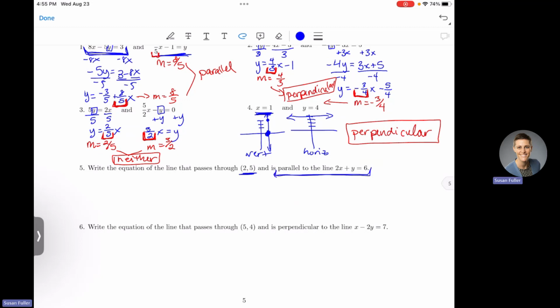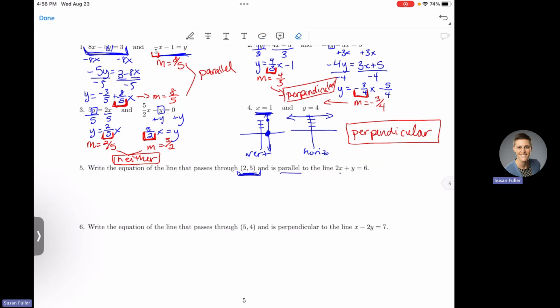Notice this line, 2x plus y equals 6, that is not our line. That is a completely separate line. But our line needs to be parallel to that one. So how is our line connected to that one? Well, they're parallel, so that means it has to have the same slope as our line, right? Our line has to have the same slope as this one. Okay, so I need to write the equation of our line, right? It's going to pass through this point and be parallel to this. It's going to have the same slope as this other one.